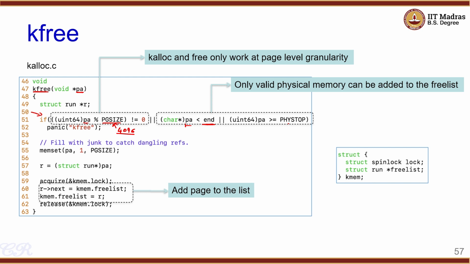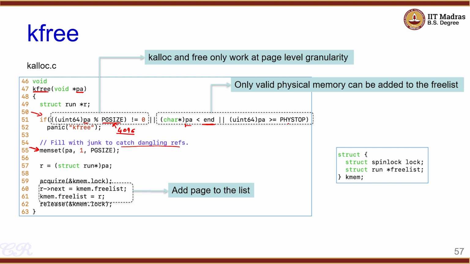So strictly speaking, if I want to free a page, these are the sanity checks done to ensure that the physical page that is freed is at a 4 kilobyte boundary and the address is between end and physical stop. Here is more of a security measure. We fill in some junk value into the entire page. In this case, I'm filling up ones in the entire page. As it mentions, it's just to catch all dangling references, not very important for us.